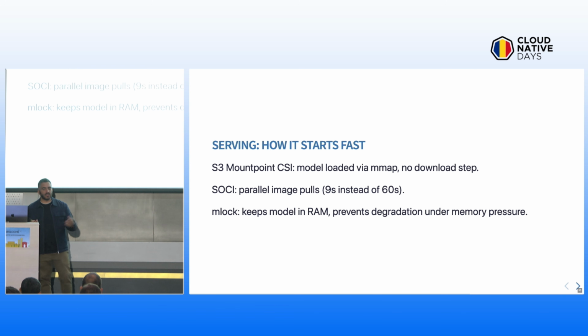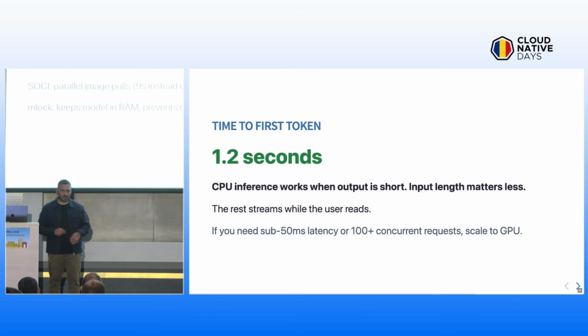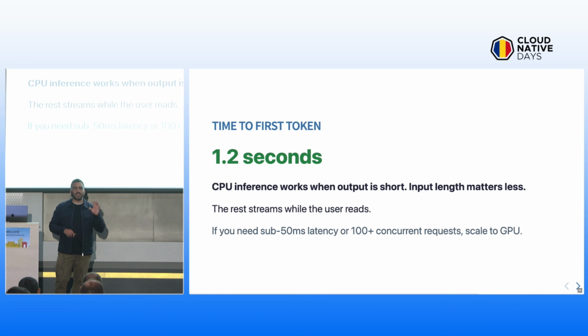We implemented something that is called SOCI, or it's basically parallel images. So unpack the image in different bits and start to download the different layers of the images in parallel. So instead of 60 seconds, you can get an image of the model, of actually your model as well, in less than 10 seconds.